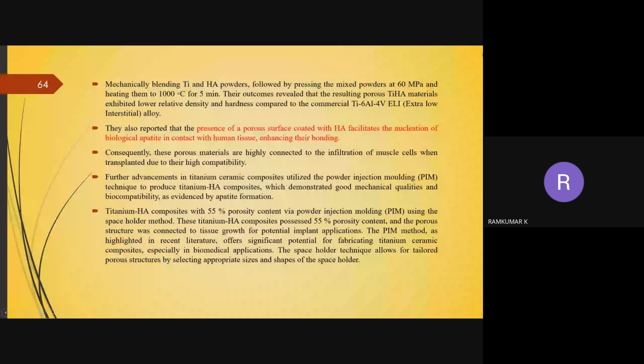Here you can see, suppose we are mechanically blending titanium and HA powders, that is hydroxyapatite powders, followed by pressing the powder at 6 megapascal and heating at 1000 degrees centigrade for 5 minutes. The outcome will be a combination of titanium and hydroxyapatite materials, in which the inside porous hydroxyapatite will be removed. However, the porous surface will be coated with hydroxyapatite, which helps in improving the biological apatite inside this porous surface. The hydroxyapatite present will create better compatibility with the neighboring human tissue. Hence, it will improve the bonding of the materials.